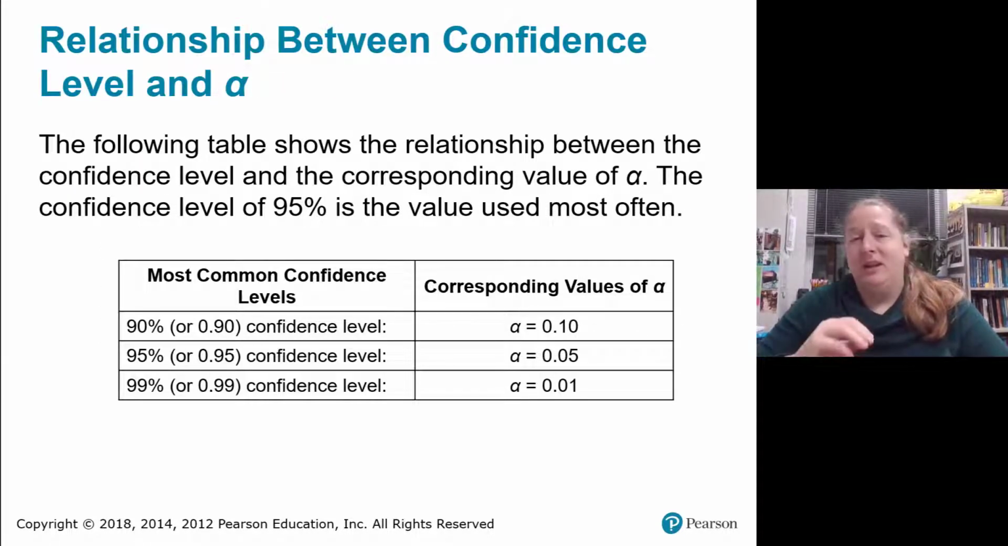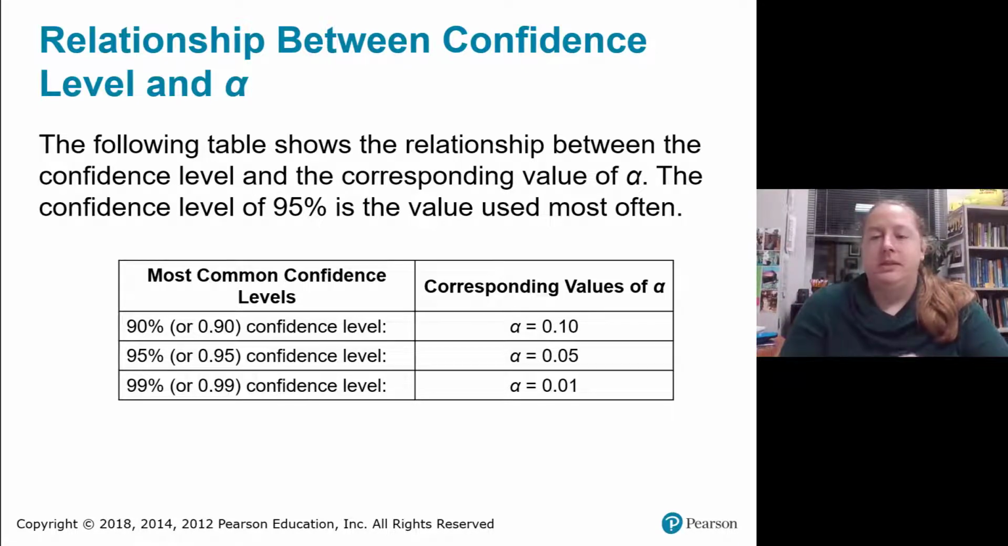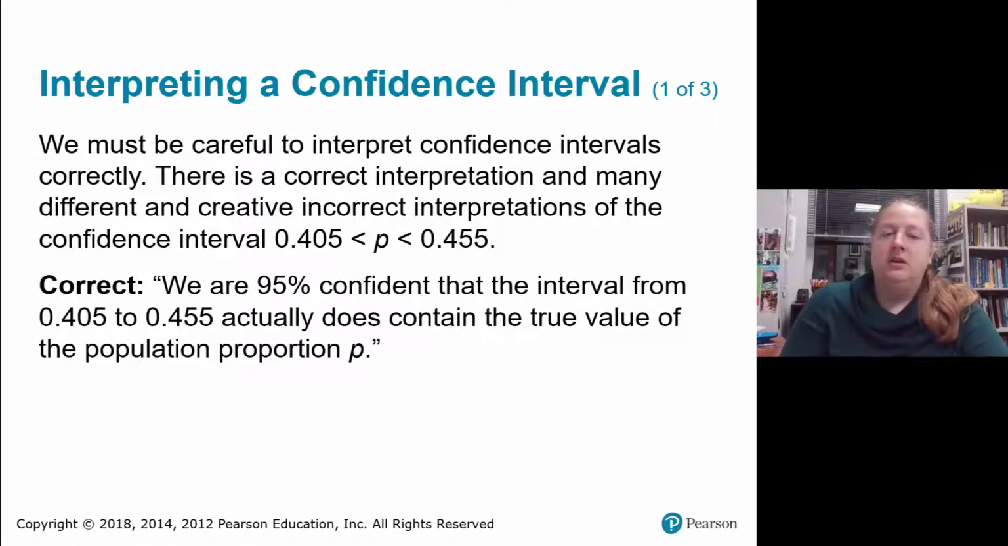Just a quick touch on the relationship between the confidence level and alpha. Like we said, 1 minus alpha is how we get our confidence level. So if I want a 90% confidence level, I'll use alpha equals 0.1. For 95%, we use 0.05. And for 99%, we use 0.01. We'll see why we even need those alpha values in just a little bit in an example. But for right now, let's talk about interpreting these confidence intervals.